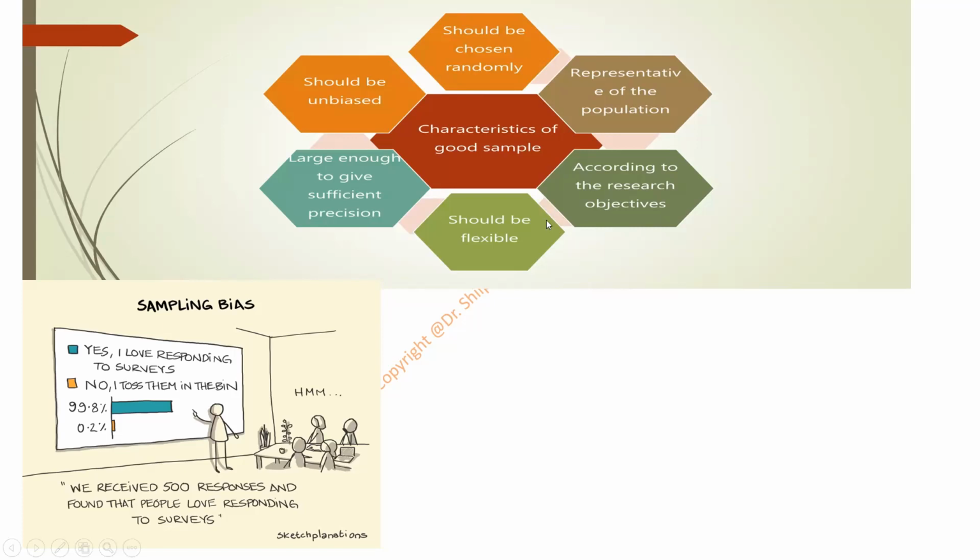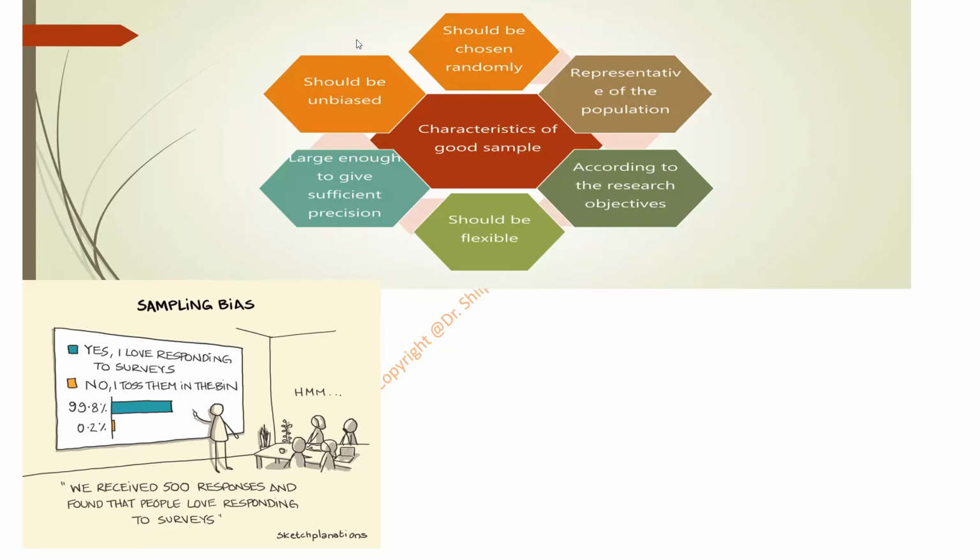It should be flexible. Whatever sampling I'm doing, there should be some flexibility, so that if I want to make some changes, I am able to. Then it should be large enough to give sufficient precision. If I want to draw conclusions from my research, the sample size should be large enough that whatever conclusion I'm drawing should represent the whole population. It should not be so small that I cannot statistically prove that it is correct.